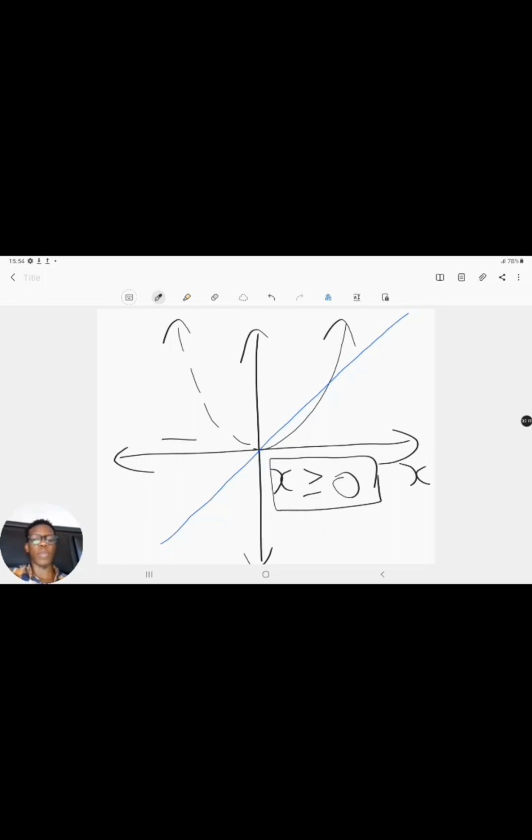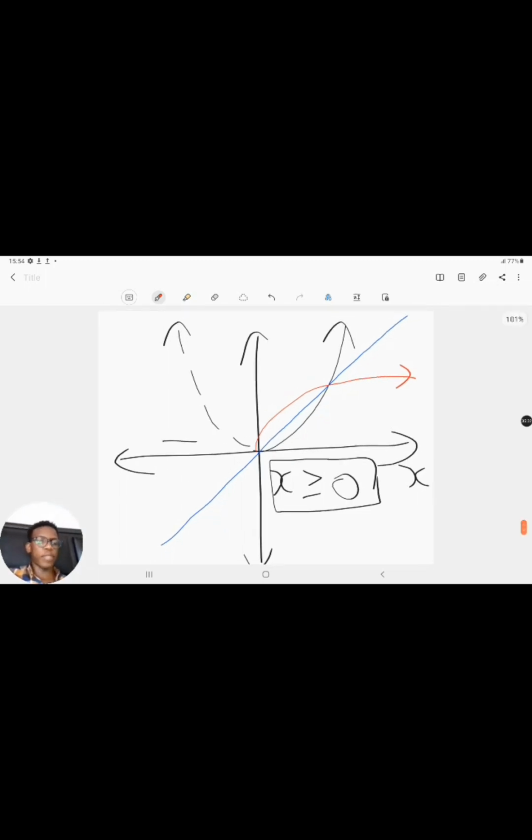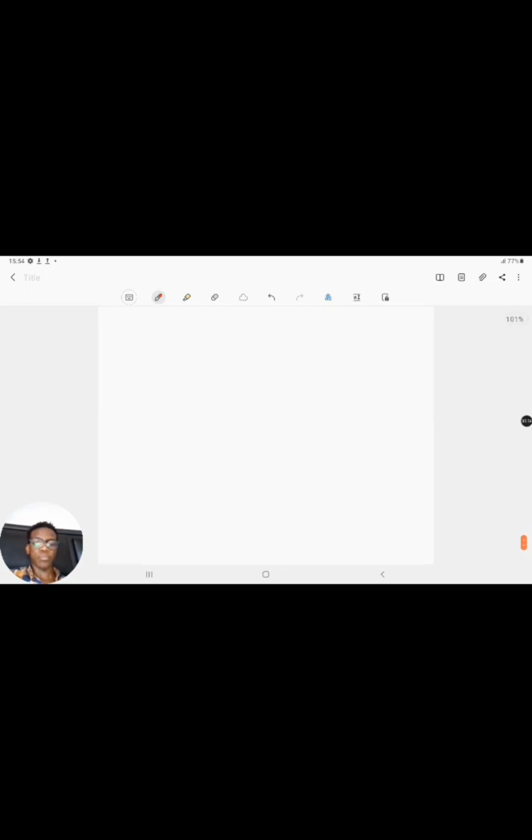I restricted my domain. Okay, so that's what essentially restricting the domain is, and therefore I could get my inverse function that looks like that. Okay, now I also want you to note something very important.